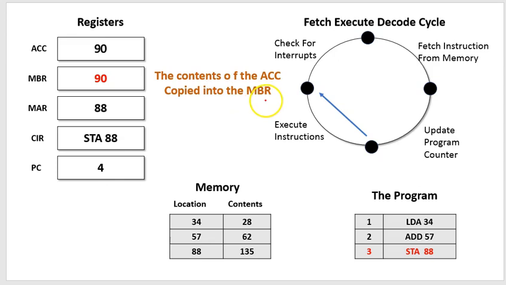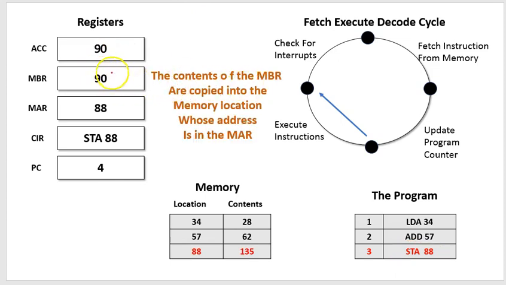And of course now we're going to use this information to retrieve the contents of the data that we need. So going forward, the contents of the accumulator are copied into the MBR. What we're doing here is to store the contents of the accumulator in memory location 88. So the contents of the accumulator, which is here, will be copied into the MBR, which is here, and then the contents of the MBR are copied into the memory location whose address is in the MAR, the memory address register.